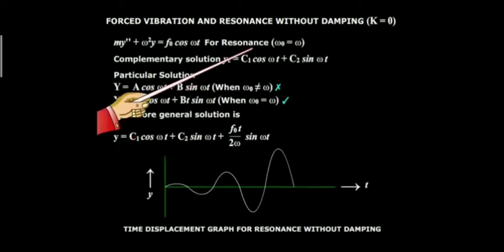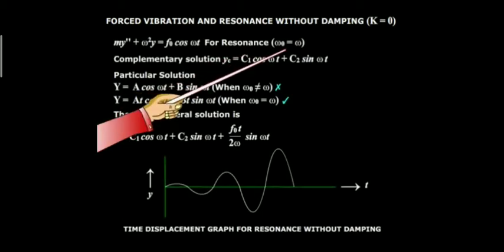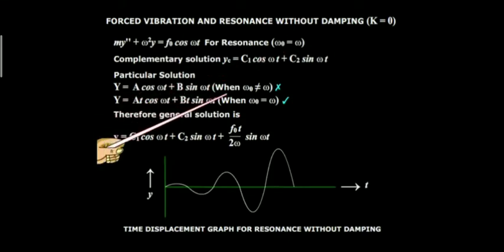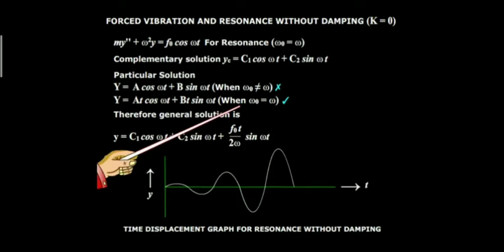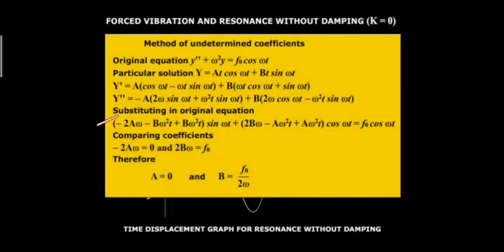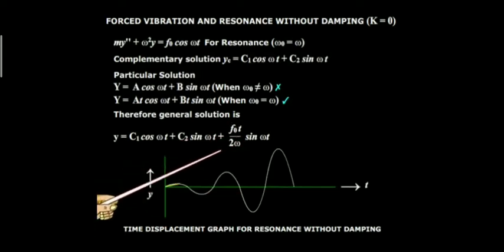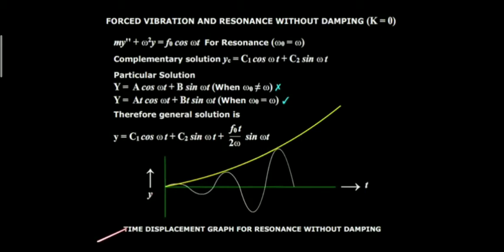In case of resonance, that is when omega 0 is equal to omega, the particular solution cannot be this, because in that case it will become impossible to evaluate the value of the constants. So this is taken as the particular solution. Here A equal to 0 and B equal to this. The general solution is therefore this. Here the amplitude of the third term increases infinitely with time. This is actually not possible because there is always some damping.